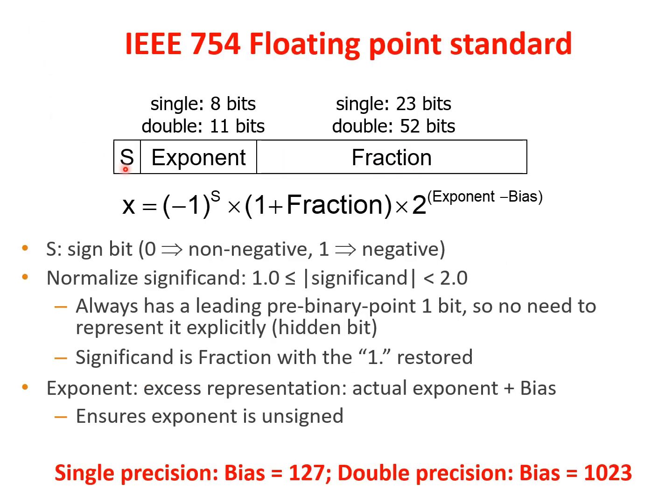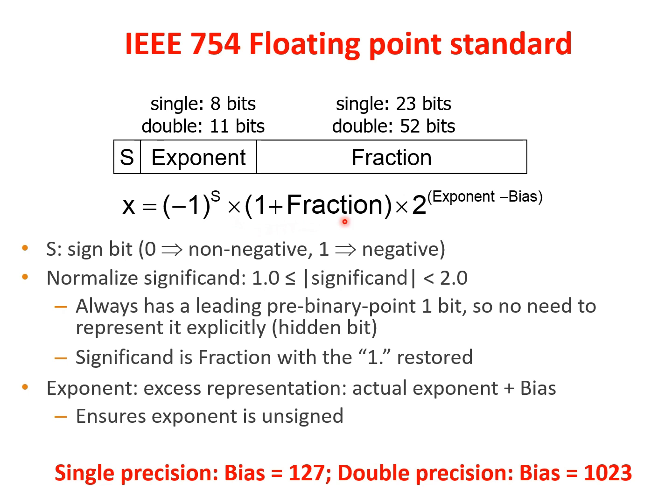This is the IEEE 754 number representation format, in which there are three parts. The most significant bit is the sign bit, then the next 8 bits are for the exponent part, and this exponent is biased. For single precision, the bias is 127, and the remaining 23 bits are the fraction. So the actual number in this representation is x equals (-1) to the power sign bit times (1 plus fraction) times 2 to the power (exponent minus bias). The 1 is not given there; it is hidden.